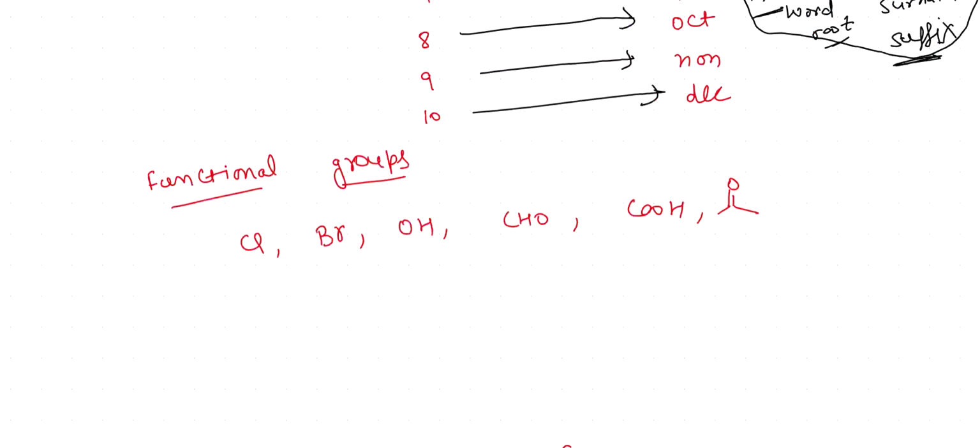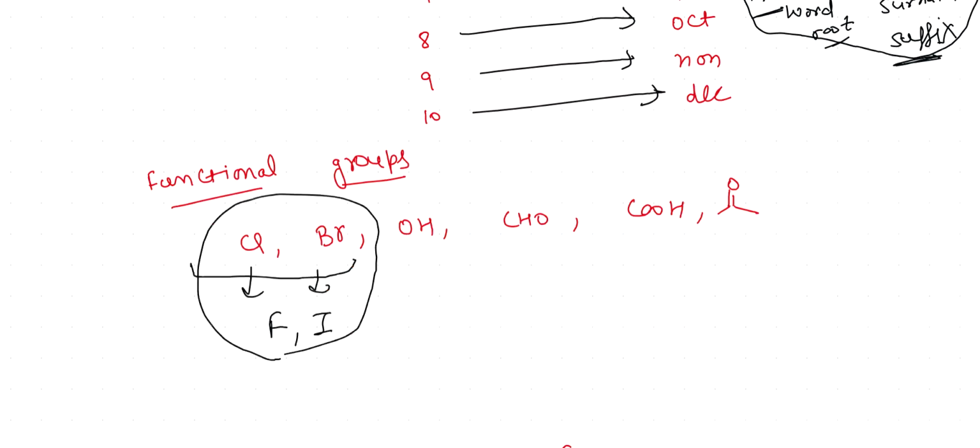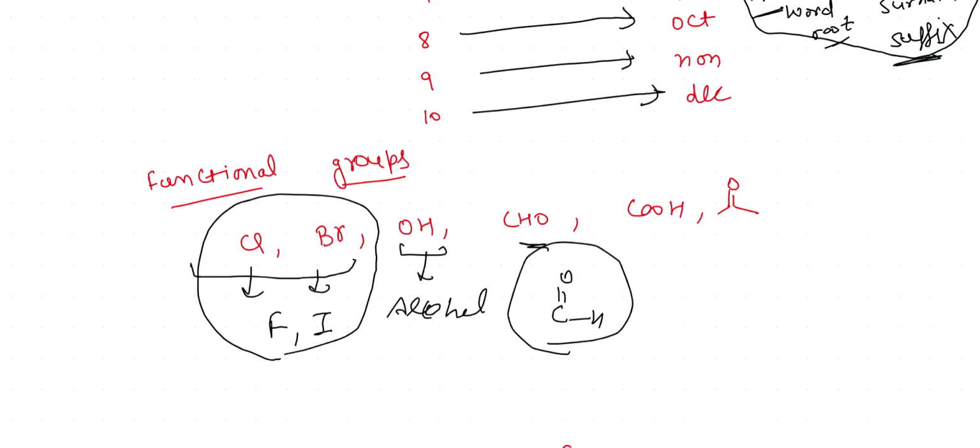There are certain functional groups such as halogens. Halogens contain chloro, bromo, fluoro, and iodo. These are known as functional groups. And the OH is alcohol. This is also a functional group. CHO represents aldehyde. This is also a functional group. And this is your carboxylic acid. This is also a functional group. And this is ketone.